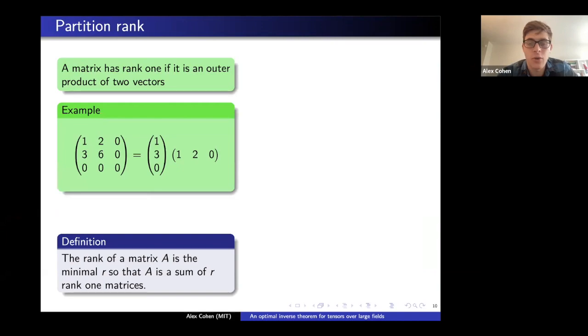And this defines what a rank 1 matrix is. And in general, a matrix has rank R if we can write it as the sum of R rank 1 pieces, as some of R outer products. And so the rank is the minimal such R.